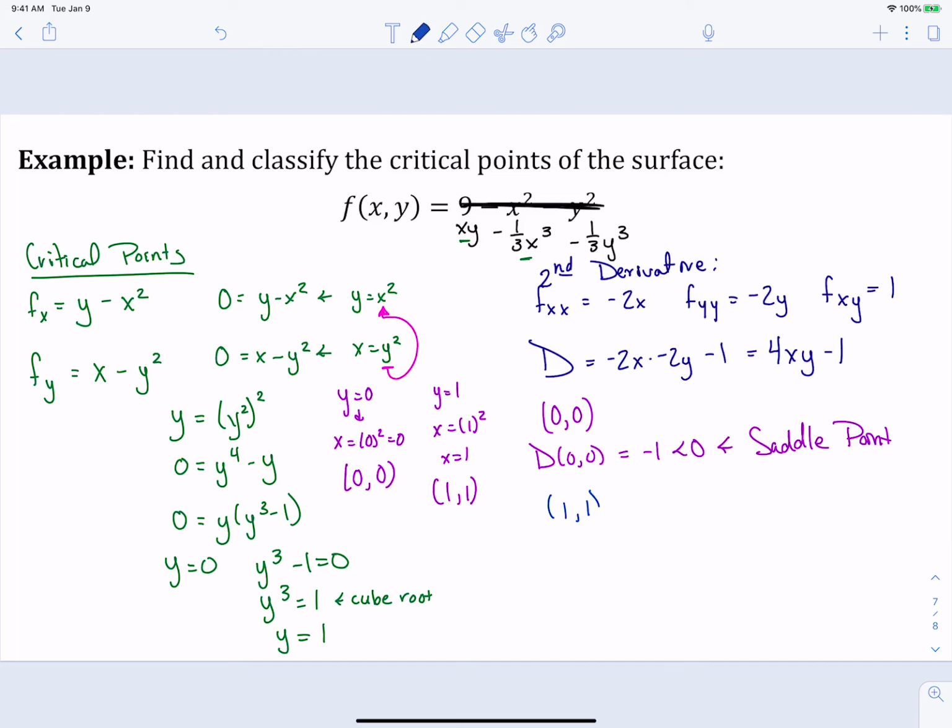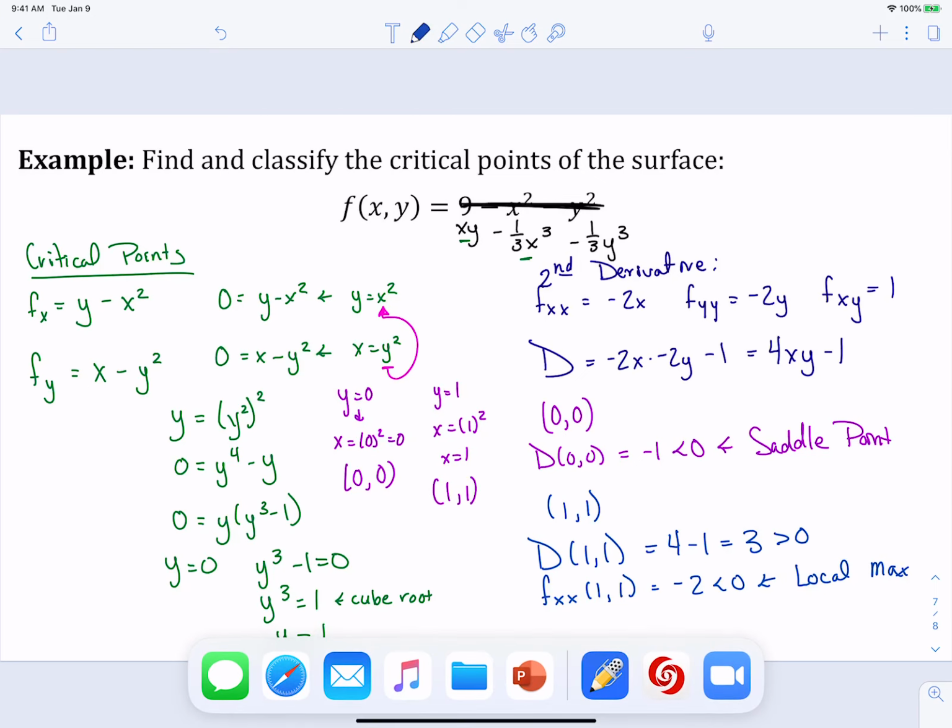Good. And then 1, 1. So let's look at that determinant at 1, 1. We're going to get 4 minus 1, which is 3. So that's greater than 0. So we have to look at our second order partial derivative with respect to x. I always forget that second order part. That's going to give us negative 2, which is less than 0. So when the determinant's greater than 0 and the second derivative is less than 0, this means that we're going to have a local max.